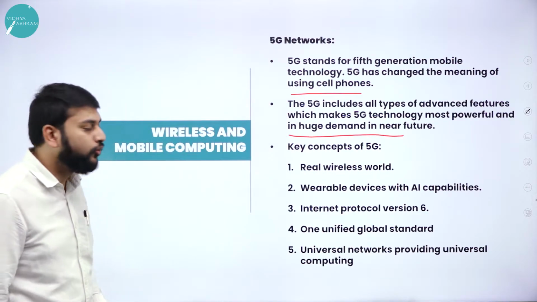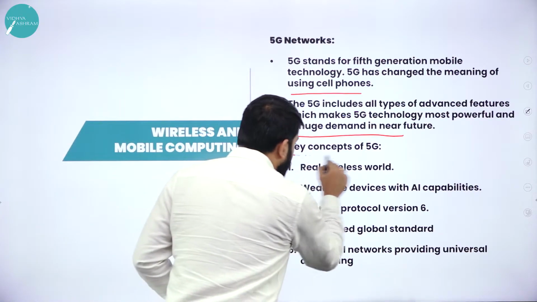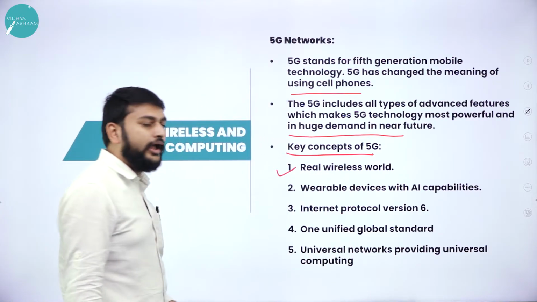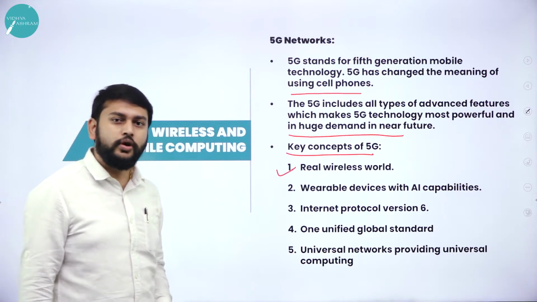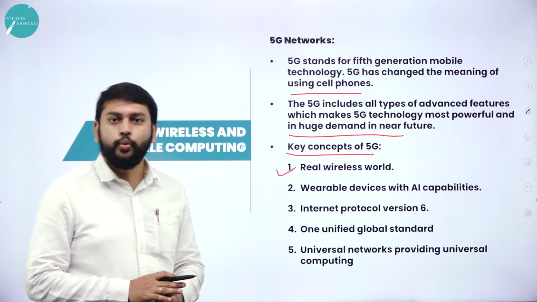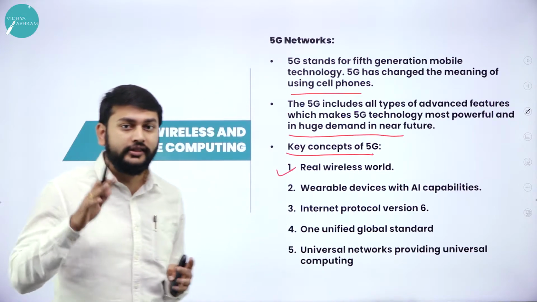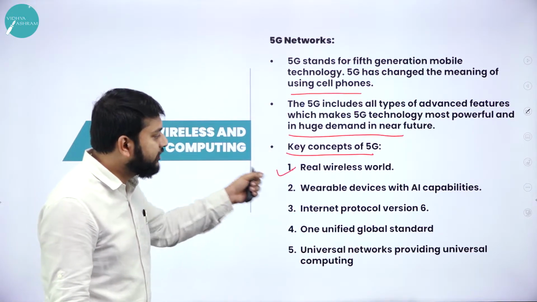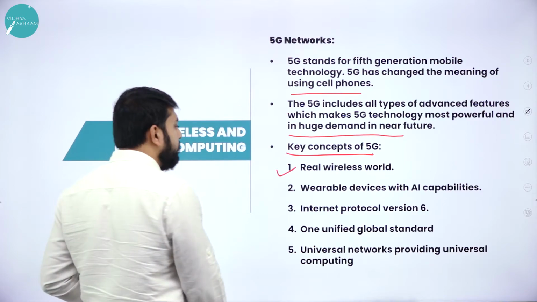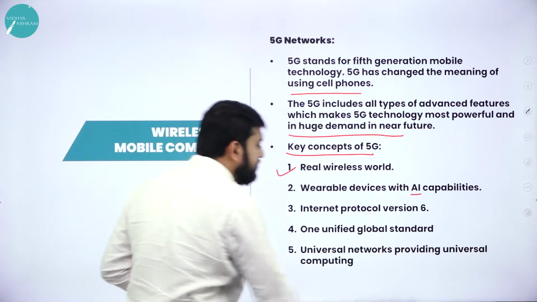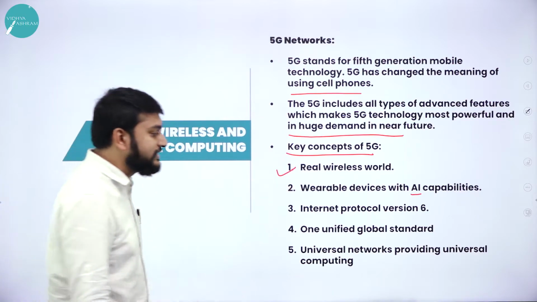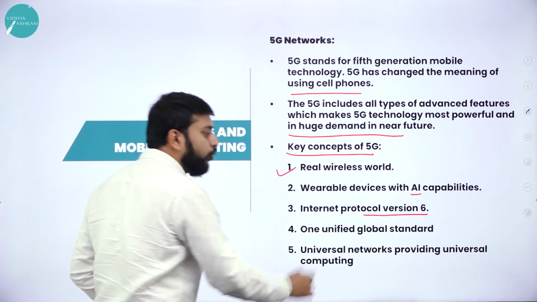Why is that so? Key concepts of 5G. Point number one, real wireless world. Real wireless world, everything you can access without having a lot of messy wires. That's one of the first points. Wearable devices with AI compatibilities, artificial intelligence compatibilities, and Internet Protocol version 6. You are going to use version 6.